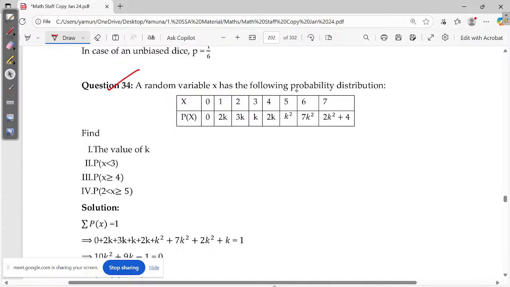Random variable x has the following probability distribution: x given and p of x given. We're asked to find the value of k, p of x strictly less than 3, p of x greater than or equal to 4, and x lying between 2 and 5 where 5 is included.